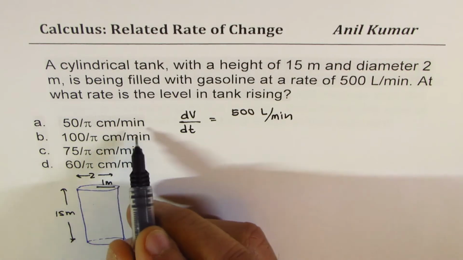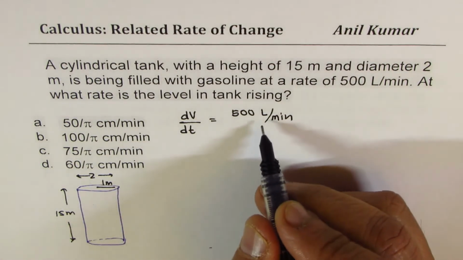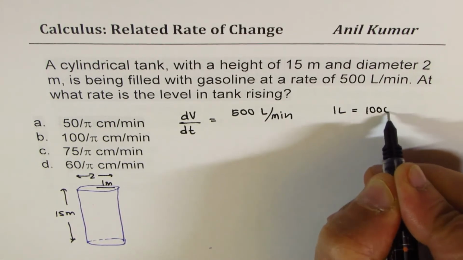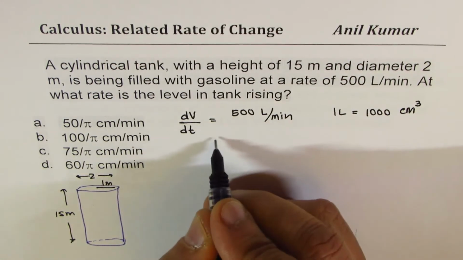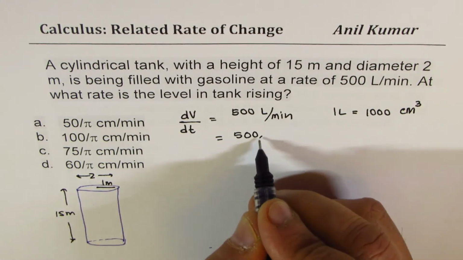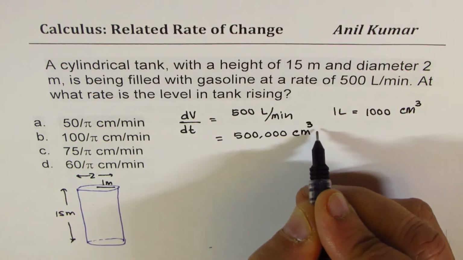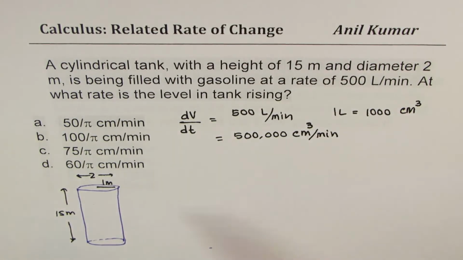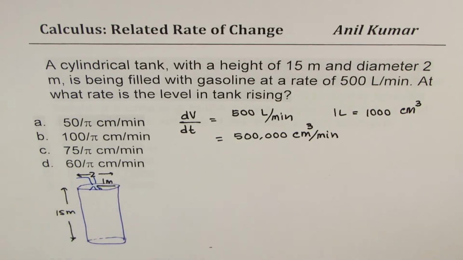Now the answer is in centimeters. So we have to convert this unit into centimeter, that is cubic centimeter. So 1 liter is actually equal to 1000 centimeter cube. And therefore, we could write this as equal to 500 times 1000. So 500,000 centimeter cube per minute. Right? That becomes dV dt. So rate at which water is being filled into this tank, right? So that is what it is.